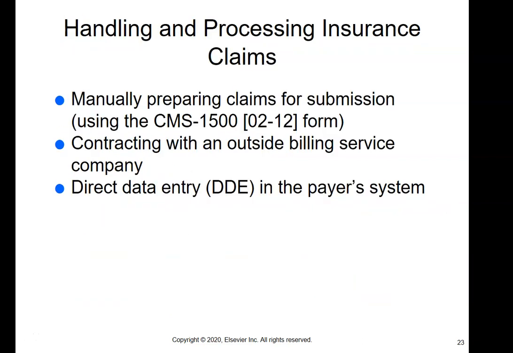Handling and processing insurance claims. Some offices may do a combination of all methods to submit claims. Electronic billing is becoming more common due to HIPAA regulations for claim submission. Smaller offices may still complete claims manually. The entire billing process can relate to simple and complex medical cases. Manually preparing claims for submission involves using the CMS-1500 claim form, contracting with an outside billing service company, or using direct data entry, DDE, in the payer system.